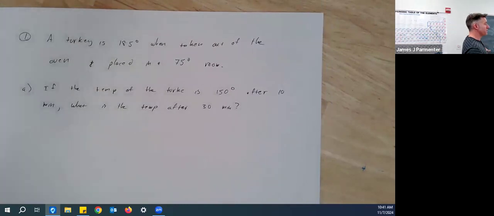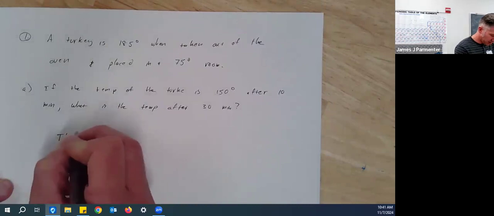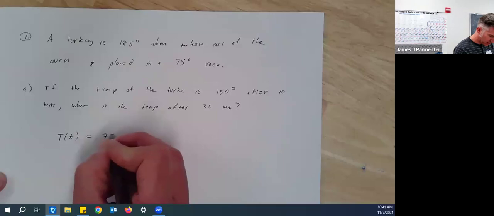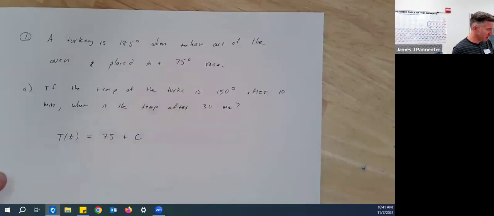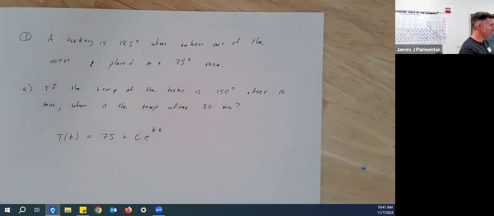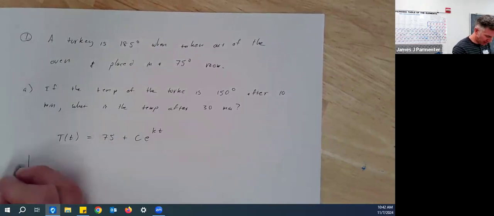So we're going to start with the general setup. We know that the temperature at time t is equal to the surrounding temperature, which is 75 degrees, plus some initial C value times e to the kt. And what we're going to do is use these two data points, just like any exponential growth or decay problem. You're almost always going to have two data points, a time and a temperature, and another time and another temperature. Just like for other ones, you have a time and a population and another time and a population. As usual, I'm going to make a table.